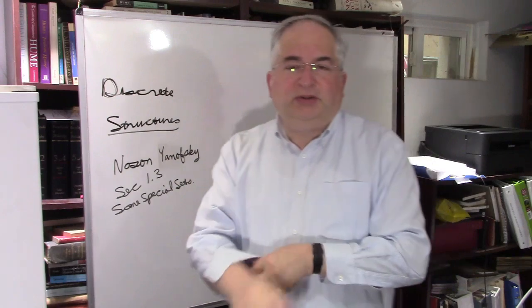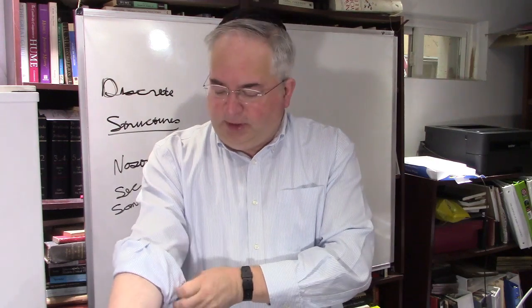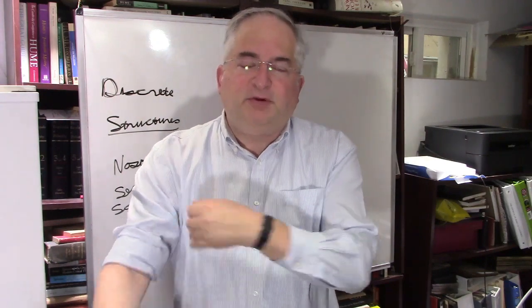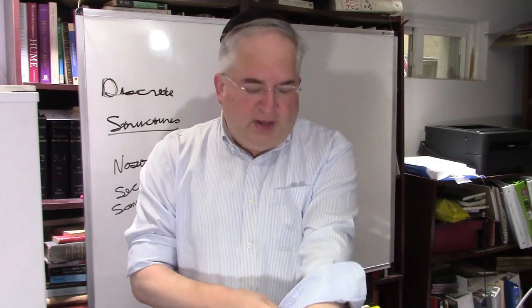This is a class called Discrete Structures. This is an introductory lecture to the class called Discrete Structures. The class is taught at Brooklyn College, part of City University of New York. It's a general prerequisite for a lot of computer science classes. It's a nice class, lots of fun, many different topics that are usually used in other computer science classes.